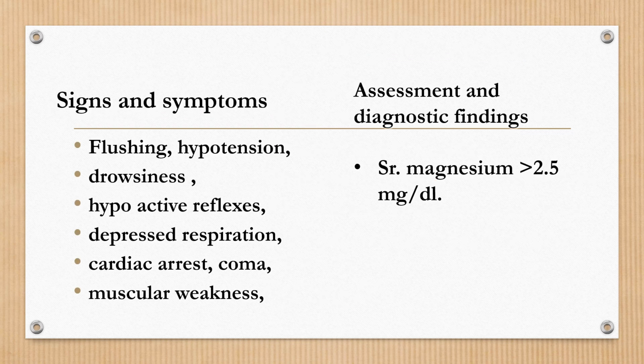Then the patient will be seen with flushing, hypotension, drowsiness, hypoactive reflexes, depressed respiration, cardiac arrest, coma, and muscle weakness. If these features are shown and you do not treat at the right time, the patient ends up in a coma. Then on assessment, that is, laboratory examination, blood investigation shows serum magnesium level more than 2.5 milligram per deciliter.